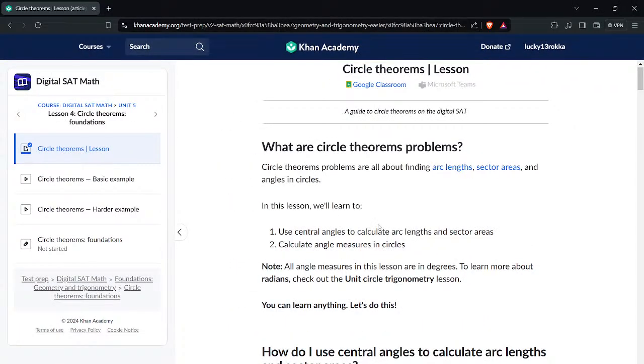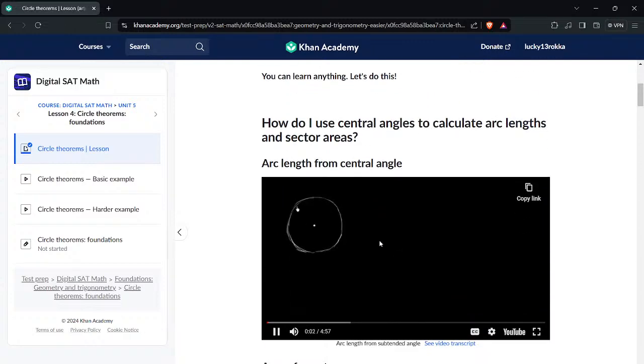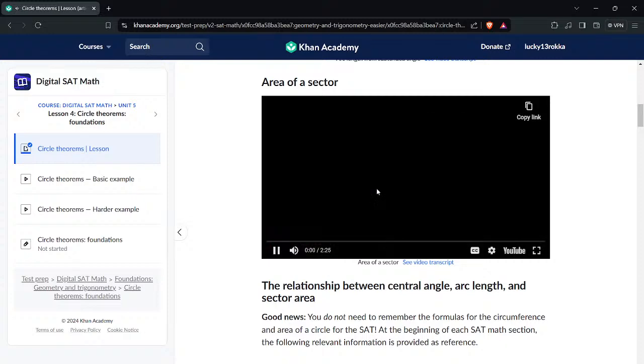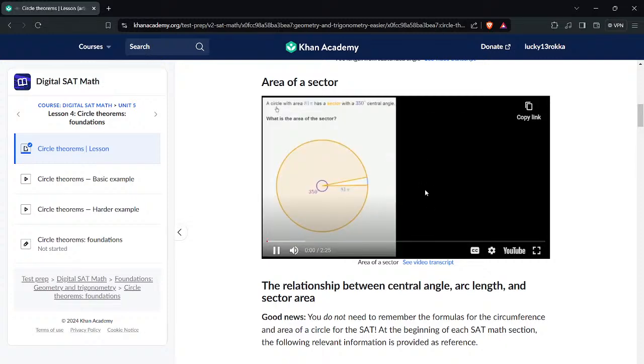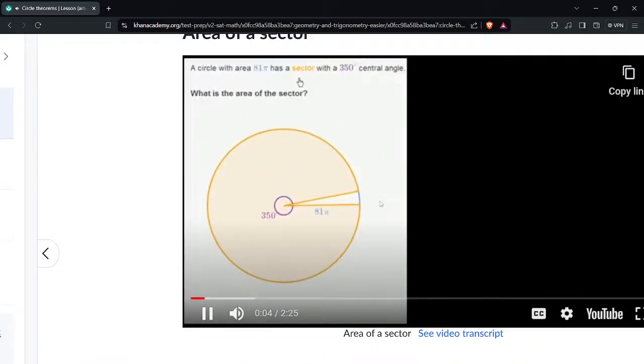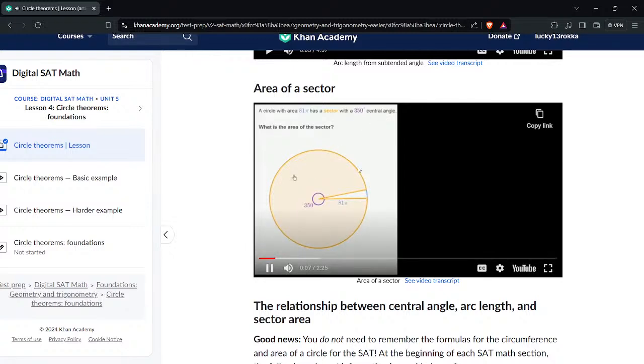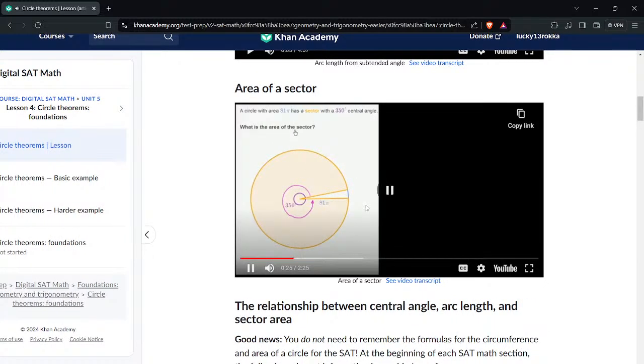Circle theorems. Arc length, sector areas, and angles in circles. This is easy. The arc length is S equals r theta, right? The area of a sector: I know a circle with area 81 pi has a sector with a 350-degree central angle. So this whole sector that's shaded in this pale orange yellowish color has a 350-degree central angle. You see the central angle is very large, going all the way around like that. And they ask us, what is the area of the sector?